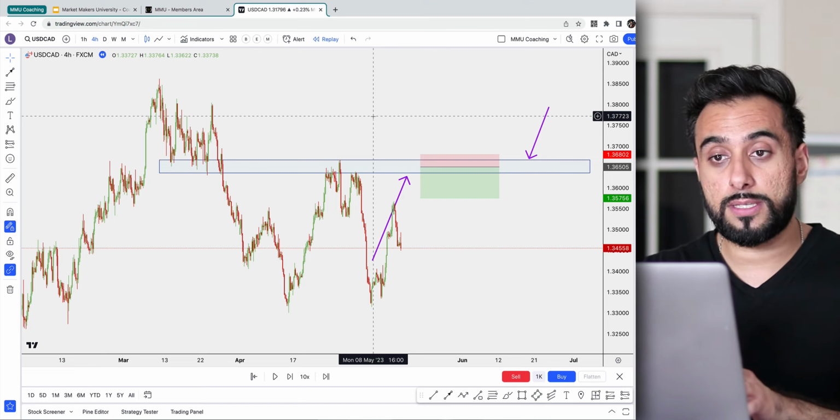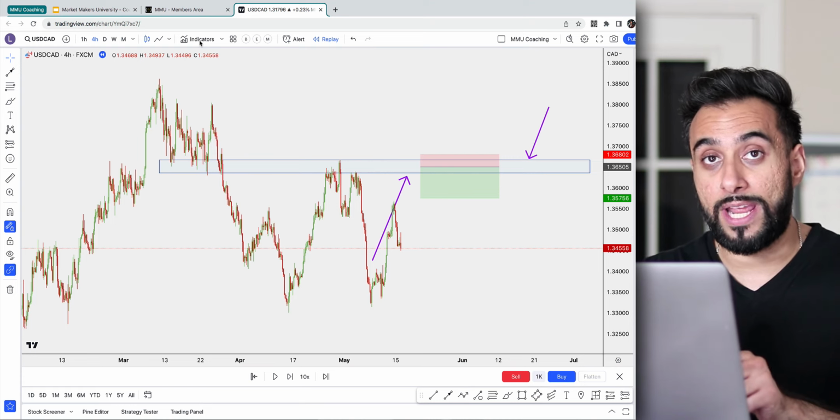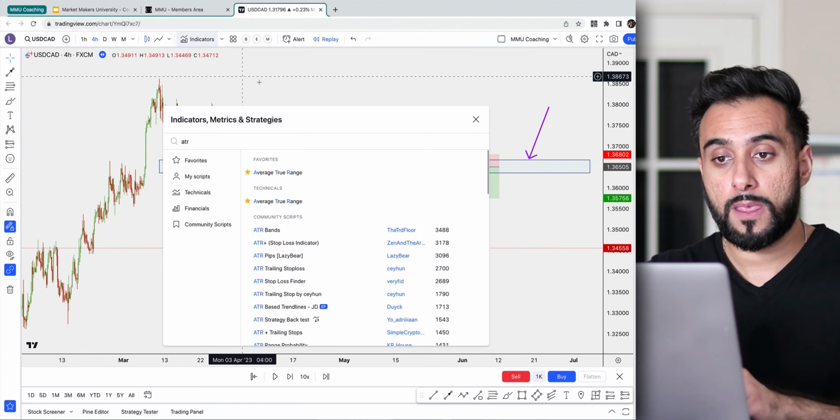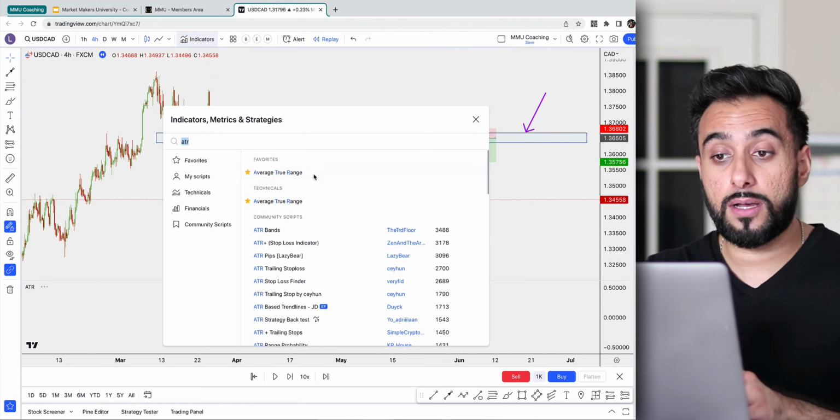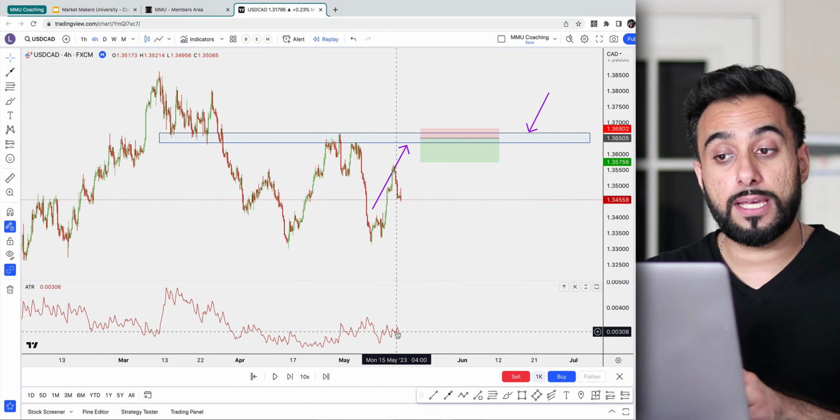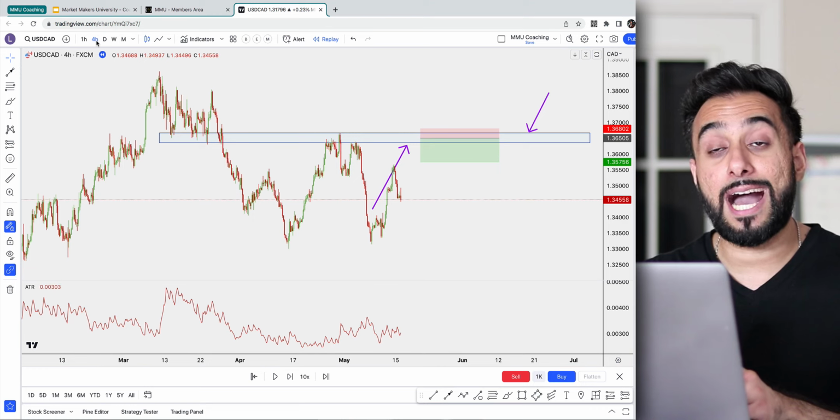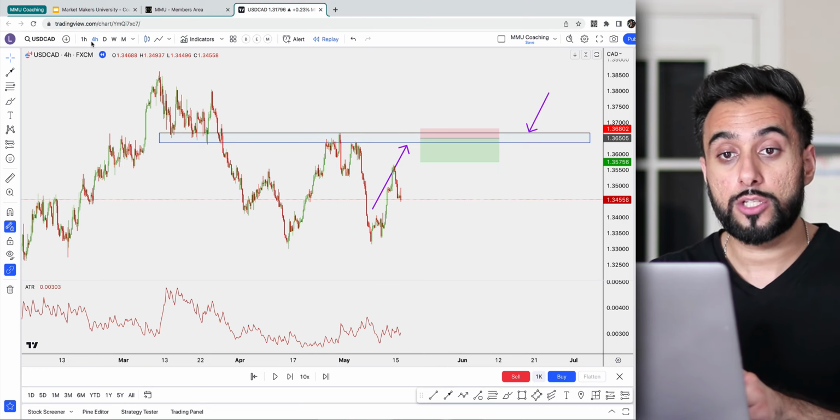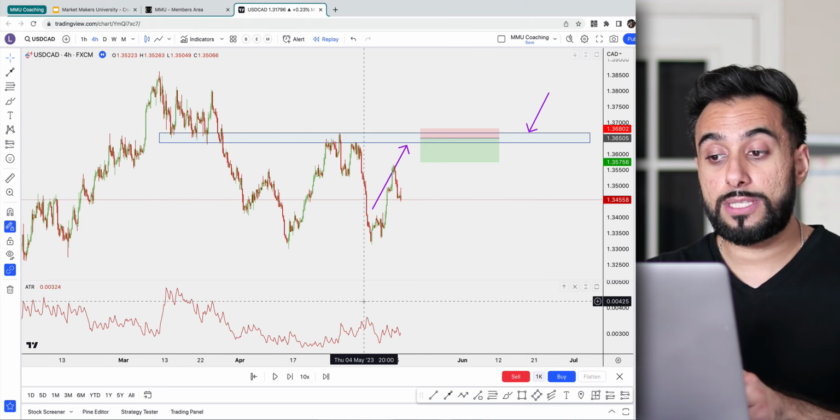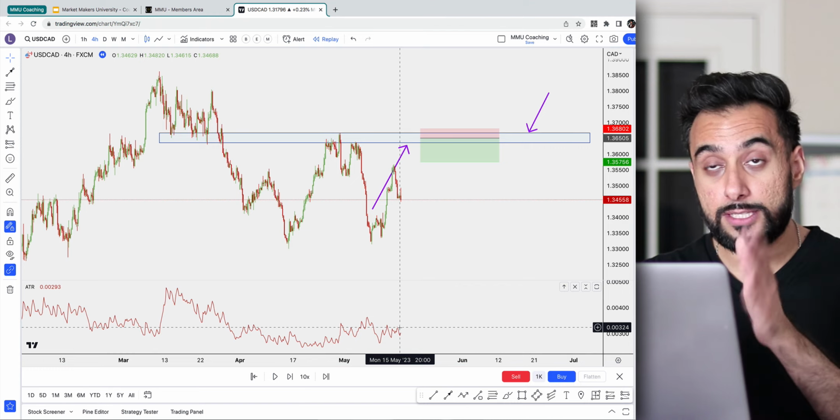One way you can do this is you can open up an indicator called the average true range, the ATR indicator. Essentially what this indicator does, I'll pull it up, it tells you the average amount of volatility that a certain pair is having on the specific time frame that you're looking at. So right now I'm on USD CAD. I'm on the 4-hour chart. This will tell you on average what is the volatility of every single candle.